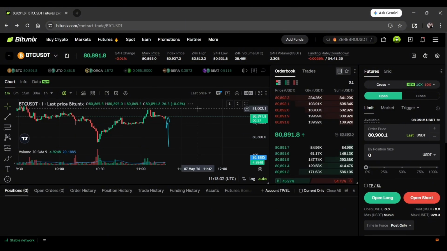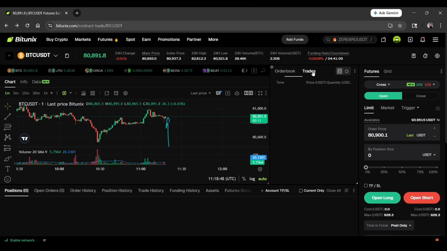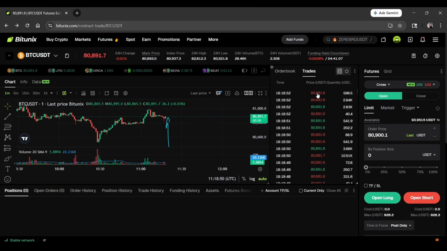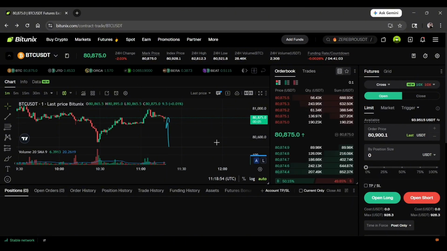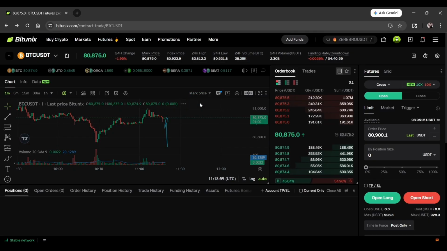So when we select last price, what we're looking at is the price action for this specific product on this specific exchange. So what is the last traded price? What was the most recent trade that went through? What was the price of that on this specific exchange, BitUnix, right? This is what last price is.